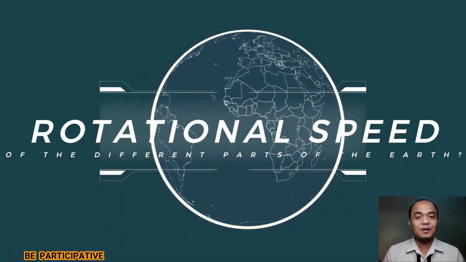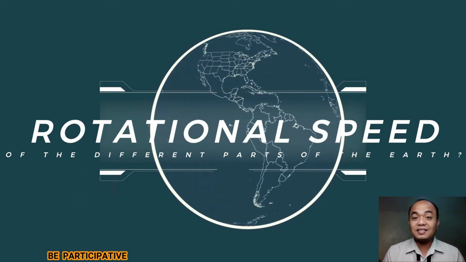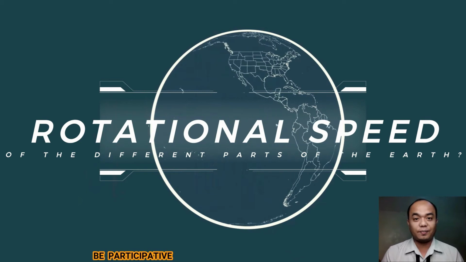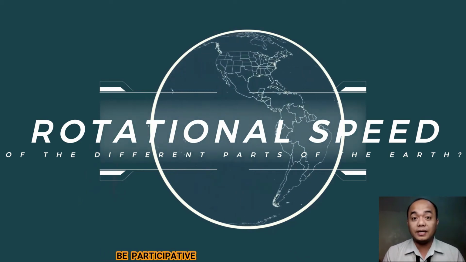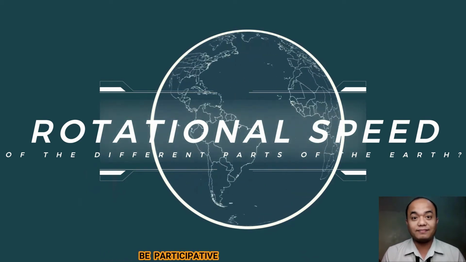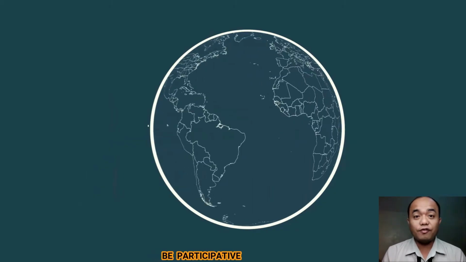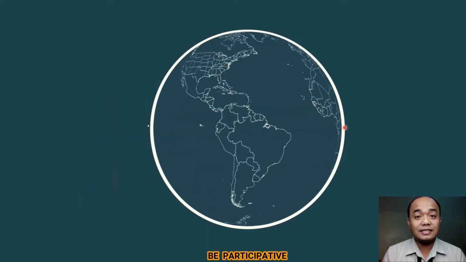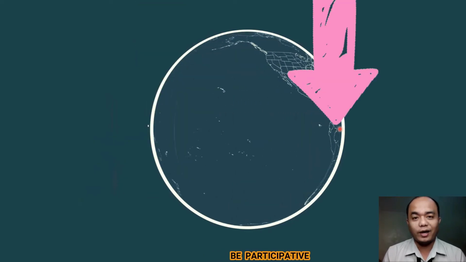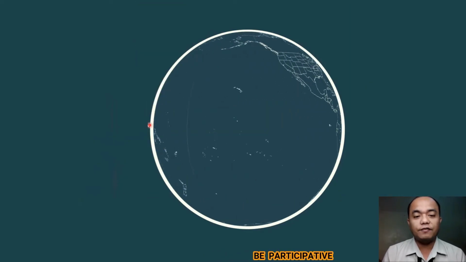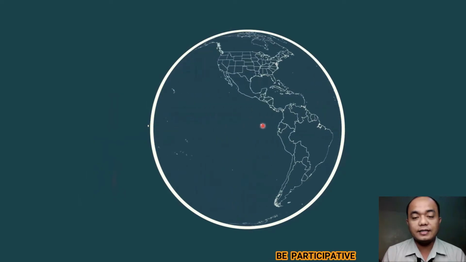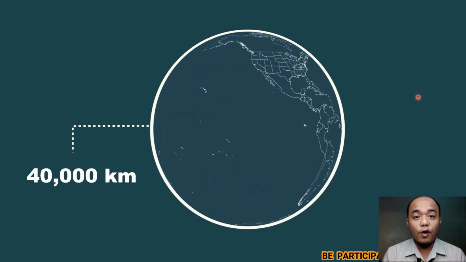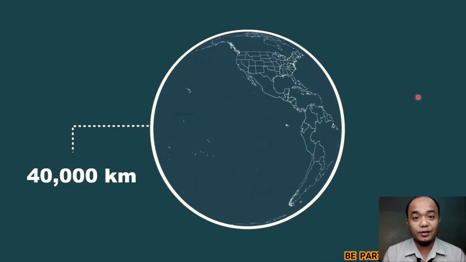Now let's do a simple mathematics again. Let us solve the rotational speed of the different parts of the Earth. Let us solve first the rotational speed at the equator. First, get the circumference at the equator. This will represent the distance along the Earth at the equator. So for example, if you measure this circumference at the equator, it will be about 40,000 kilometers.